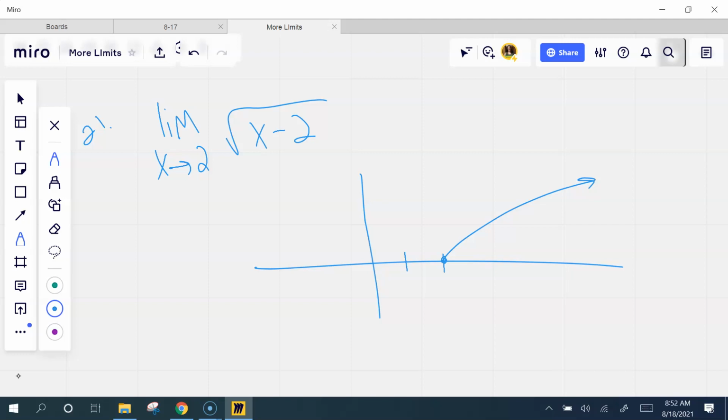That's why you can't use substitution, okay? So for 21, I can't have a negative under the radical. For 23, I can't have 0 in the denominator, right.